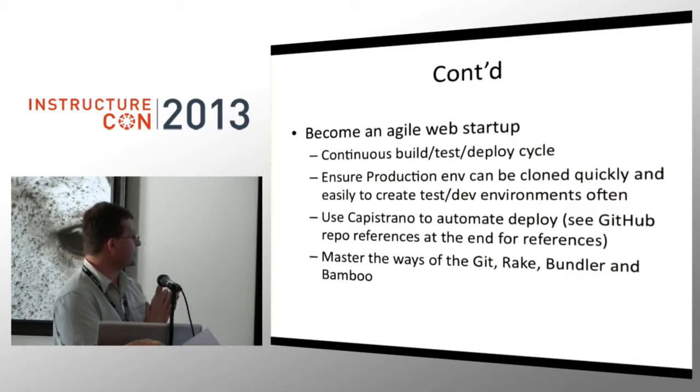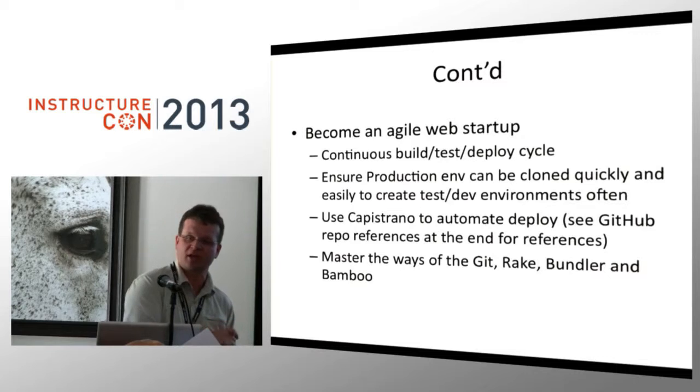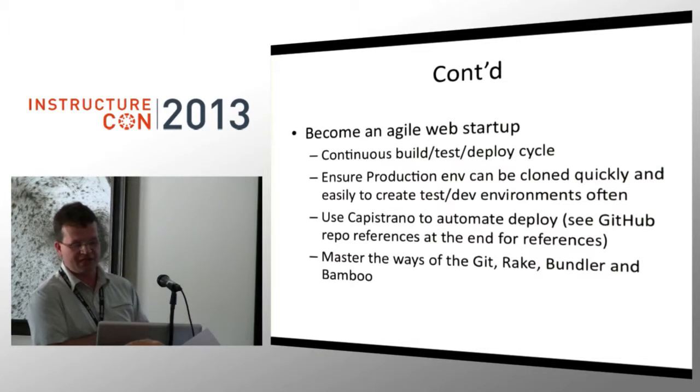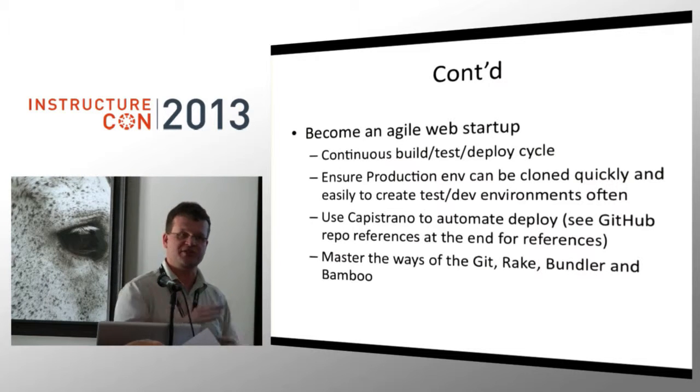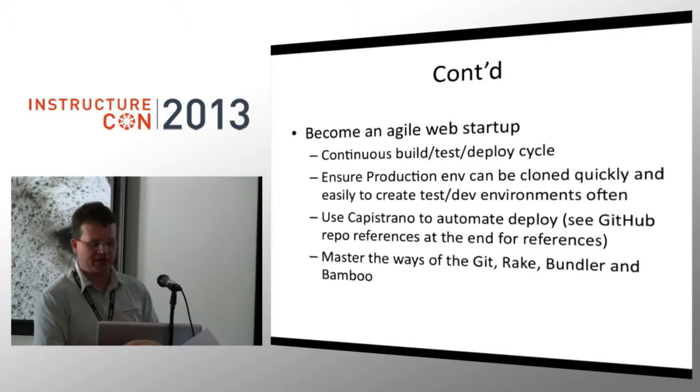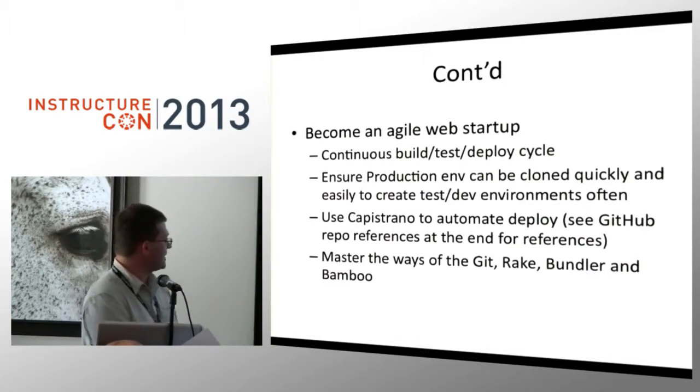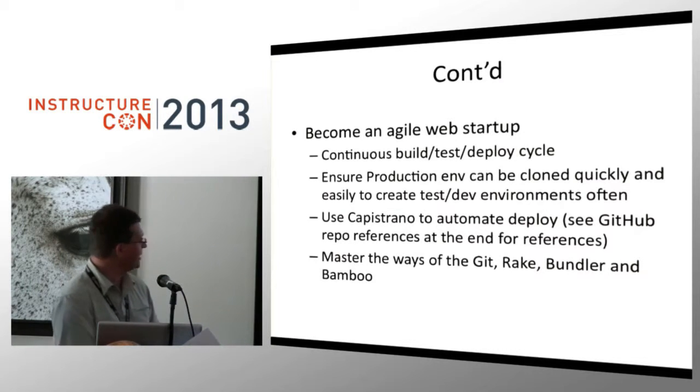Use something like Capistrano to automate the deploy. That's a Ruby gem that allows for automatic deploying of code to multiple machines, takes care of all the SSH, moving things around. It's very slick. And master the ways of things like Git, Rake, Bundler, and Bamboo.